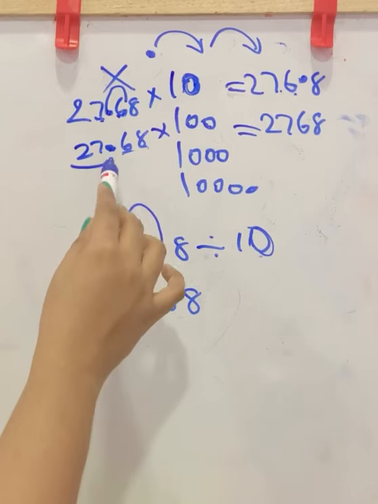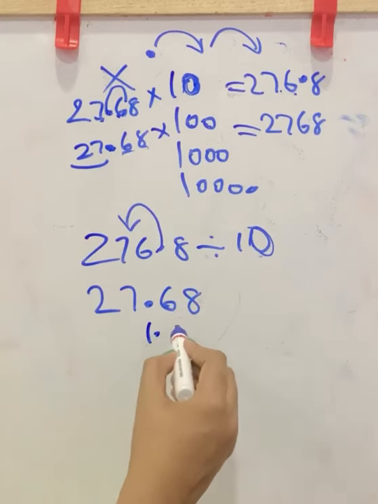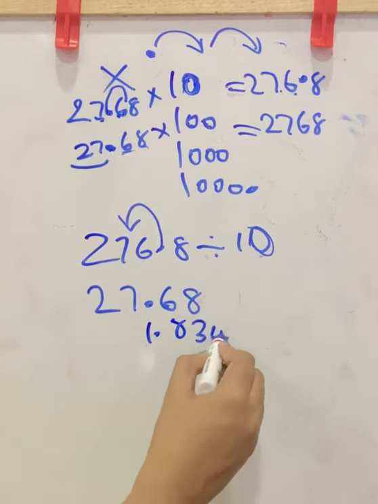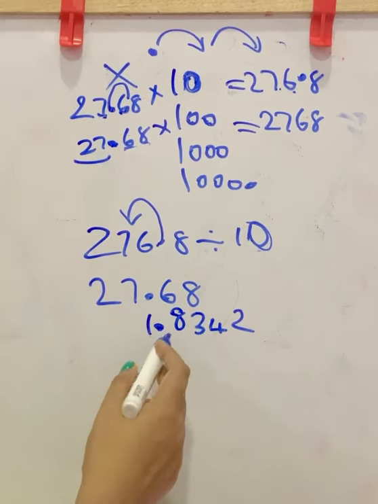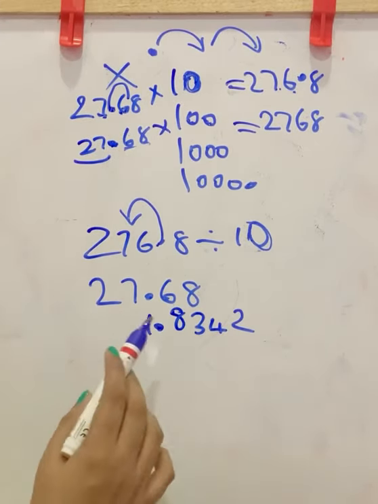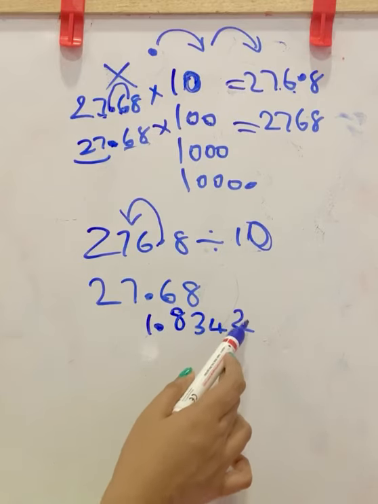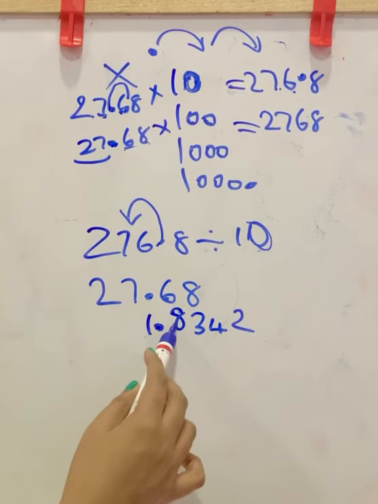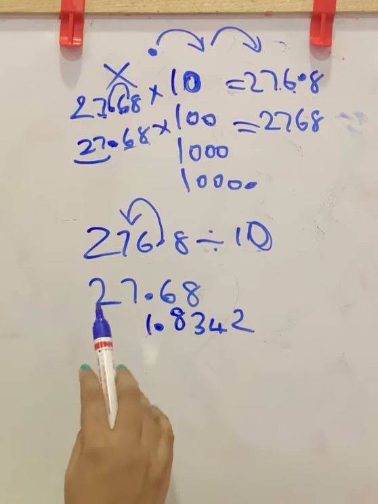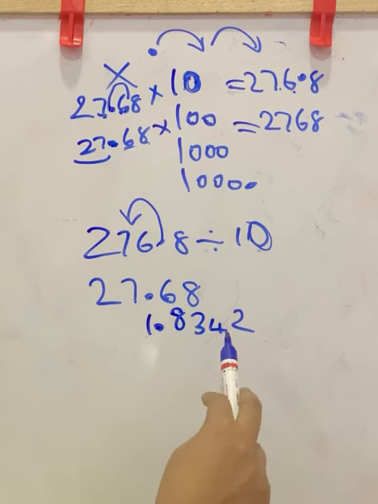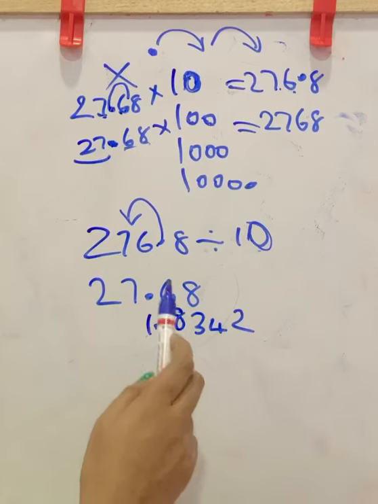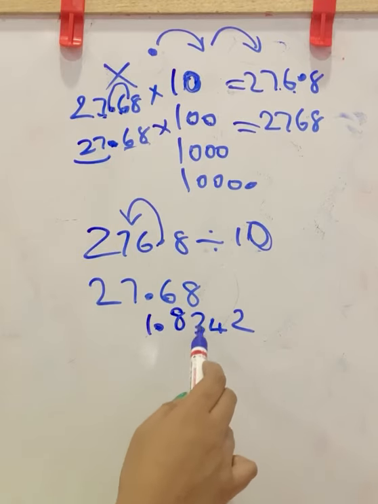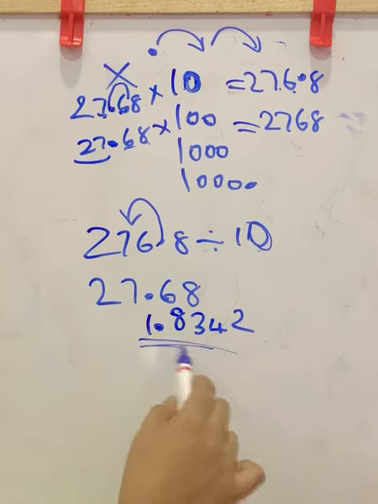That is 27.68. Here it is 1.8342. Don't read it as 8342, because after the decimal, we can't name the numbers like that, but we can say each digit separately, that is 8342. This is 1.8342. This is 27.68. That is the way we read decimal numbers.